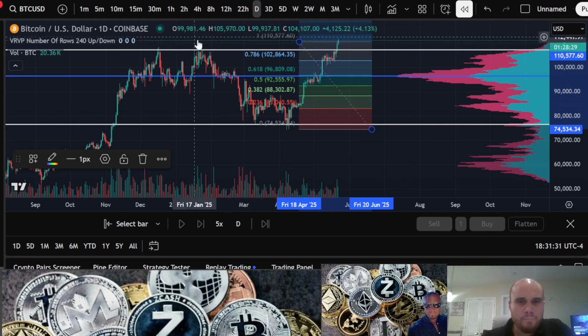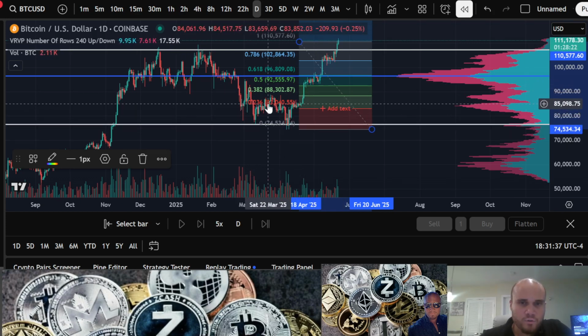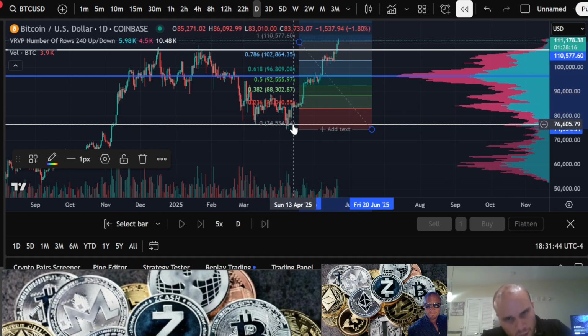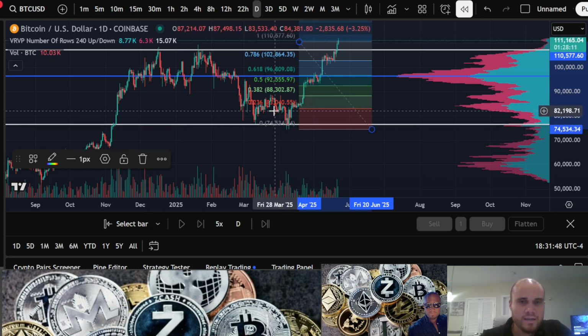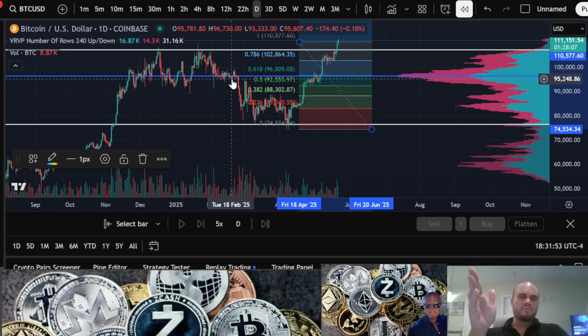And you'll see that Bitcoin did come down to the 0.236 retracement level here at $83,000 before it finally came all the way down to that value area low at $74,000. Okay, so you can use this volume range visual profile indicator to help you better understand where price wants to go and why it wants to go there and where it will go next.